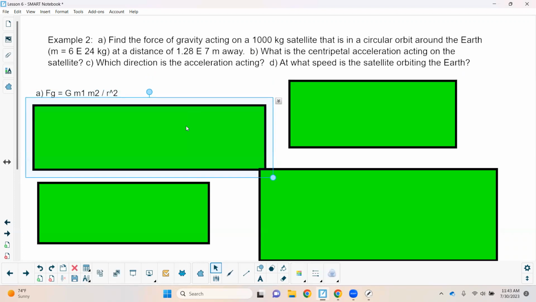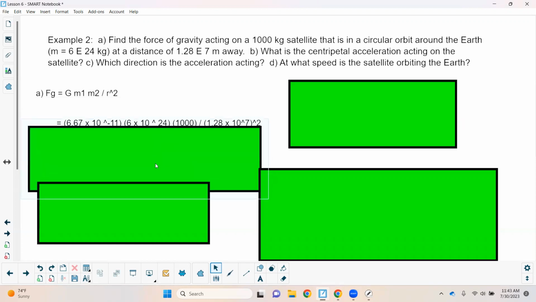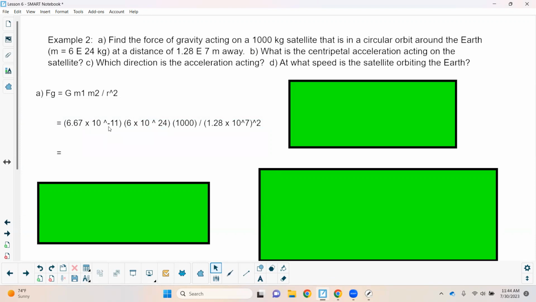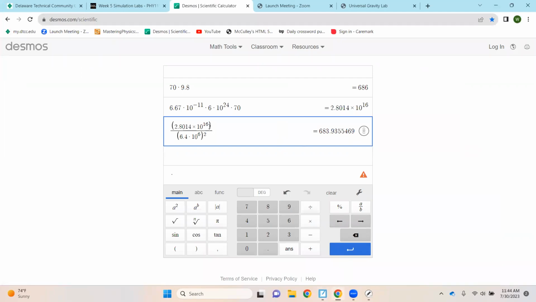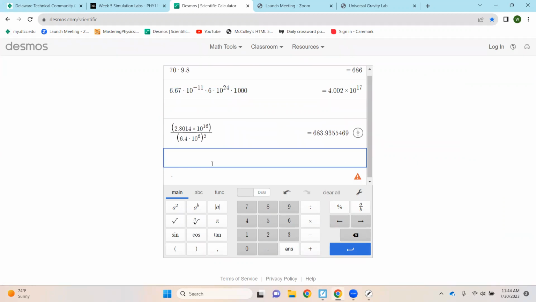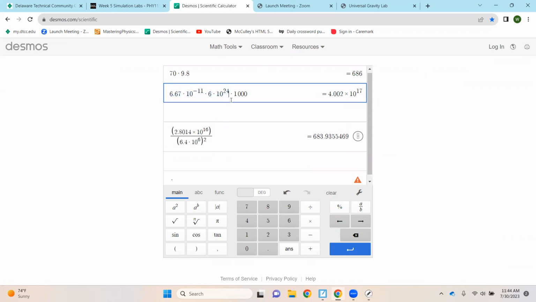Okay. So again, just starting with the gravity equation, I plugged in the numbers here. So it's 6.67 times 10 to the negative 11th. That's the constant. 6 times 10 to the 24th. That's the Earth. 1,000 is now the mass of the second object, or the satellite. And then this is my new distance. So let me go back to the calculator here. And I'm going to put in 1,000. Oh, it didn't work. Just copy that and see if it'll take it. Yeah. All right, so I might have to type it in again.